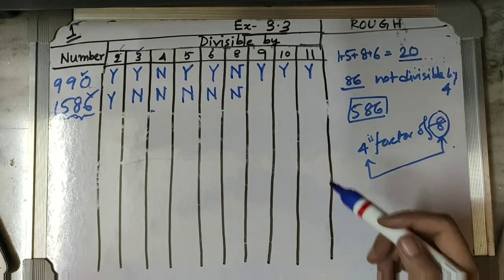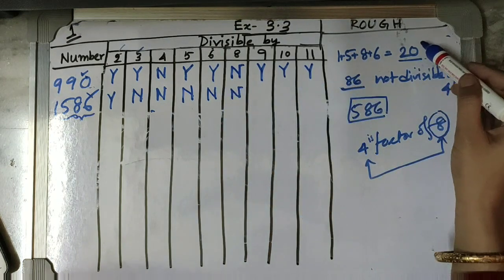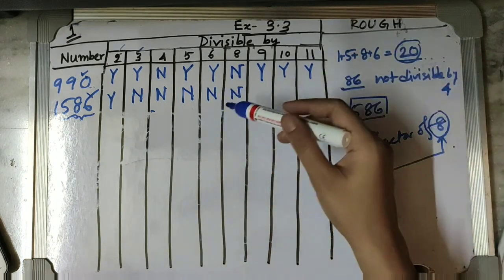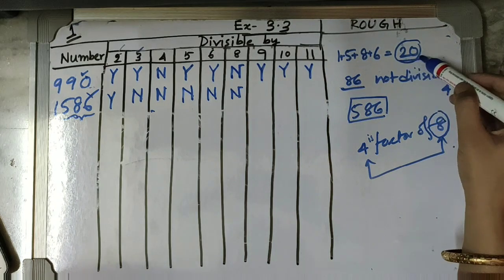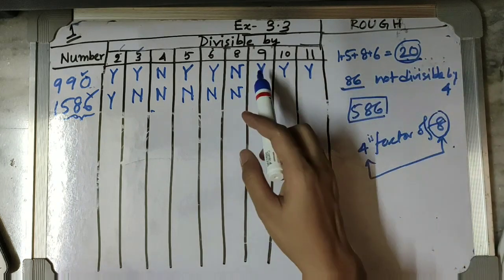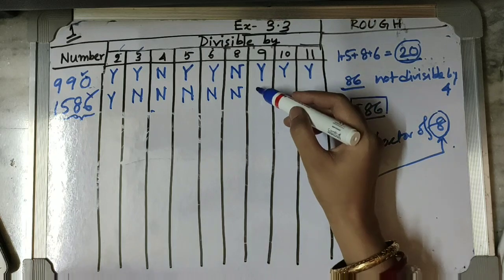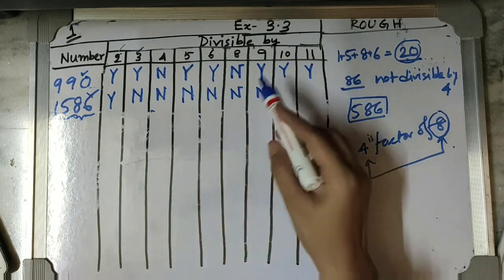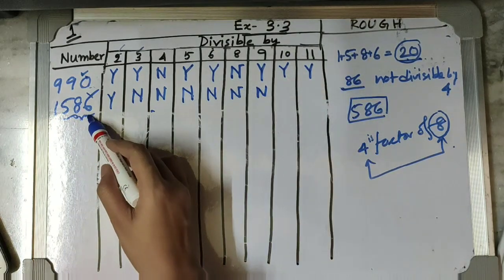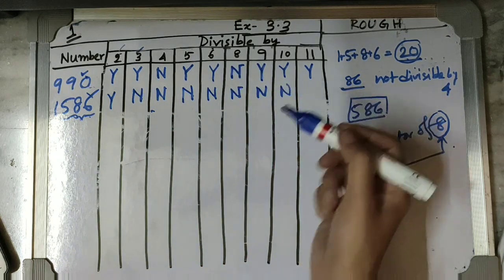So let's proceed. In case of 9, the same rule for 3 will be applied in case of 9 also. Here the sum of all the digits is 20 and 20 is not there in 9's table. So this number is not divisible by 9. In case of 10, it is not having 0 in its unit place. So it will not be divisible by 10.